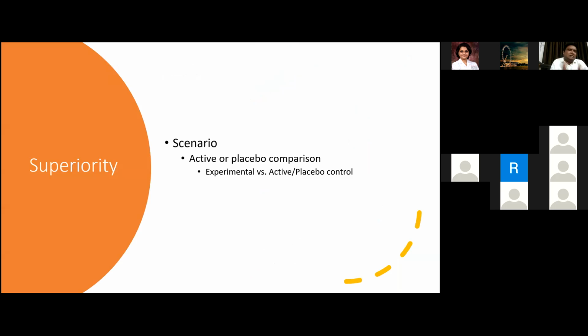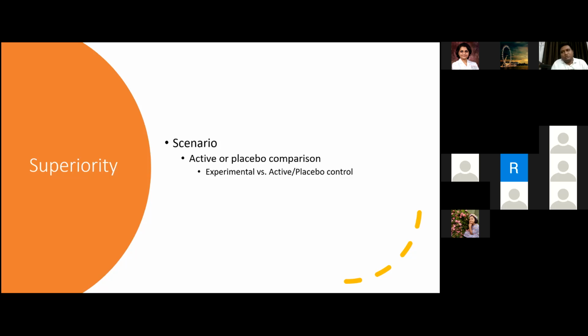So what are the scenarios in which we usually design a superiority trial? In the introduction part, Smita ma'am told us about insulin for diabetes compared with placebo. Usually such types of trials are superiority trials. Any placebo-controlled trial will be a superiority trial.